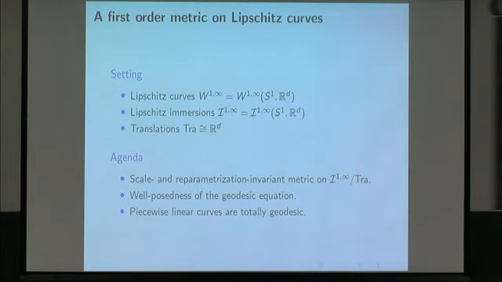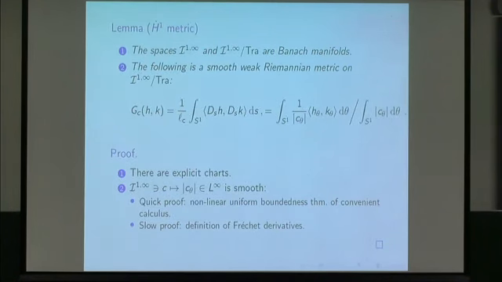And I will describe first this metric, then the local well-posedness of the geodesic equation, and then we'll show that piecewise linear curves are totally geodesic. So the H^1 dot metric. So the immersions in W^{1,∞} and the immersions modulo translations are Banach manifolds. And the metric is just the L^∞ metric on the curve itself and the L^∞ metric on the derivative. And translations one can factor out, it stays a Banach manifold.